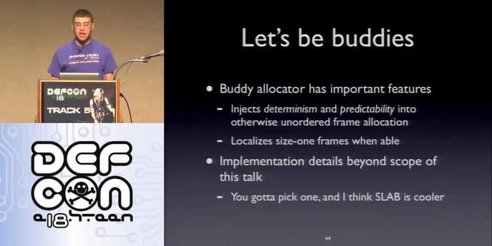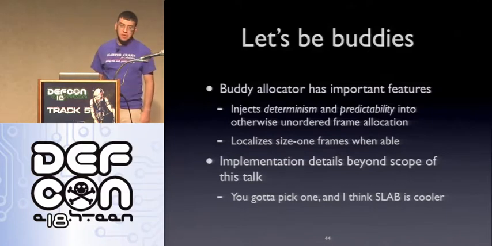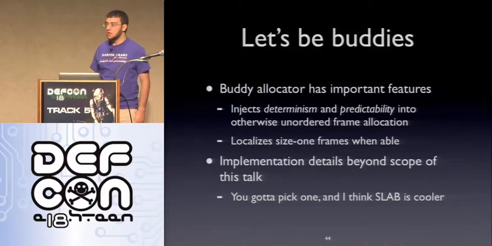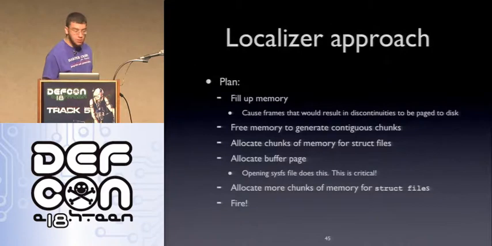The implementation details are totally beyond the scope of this talk. I guess if I hadn't talked about slab earlier, I could talk about it, but I really think slab is cooler. So you guys can go look up the buddy allocator on your own. All right, what are we going to do? How are we going to make this work?